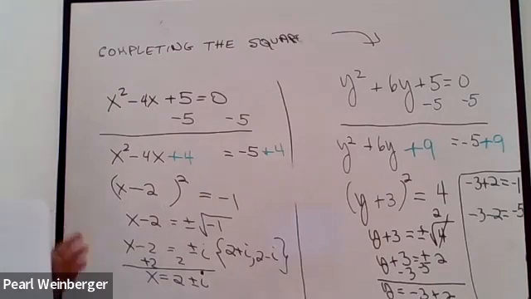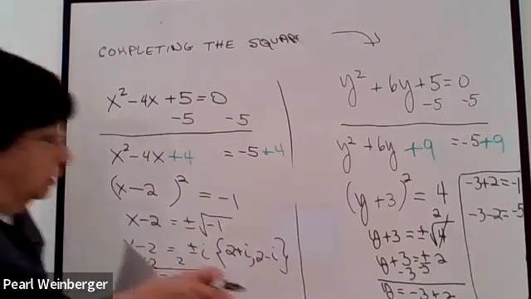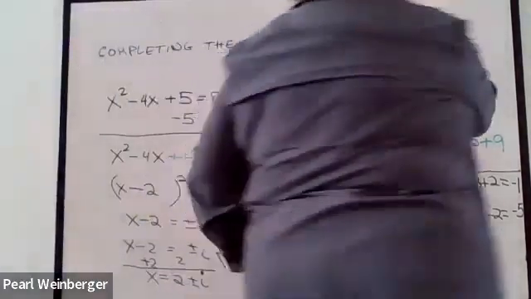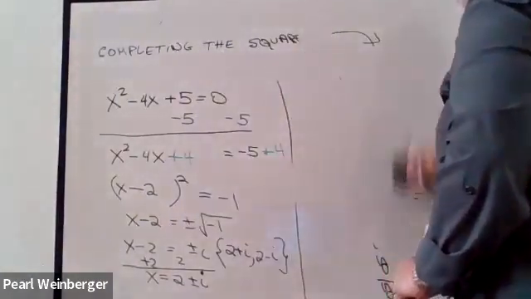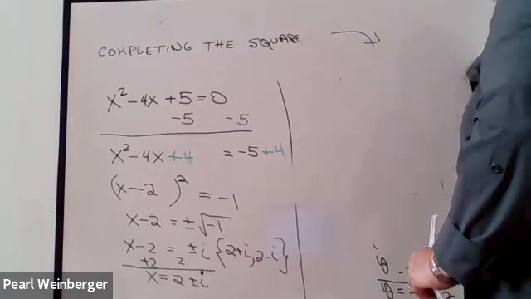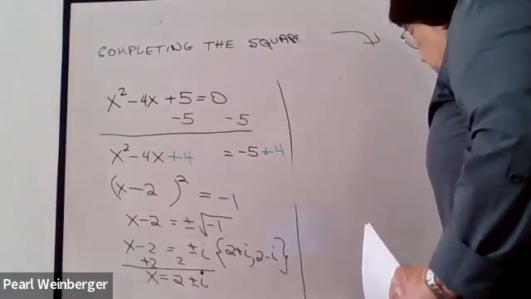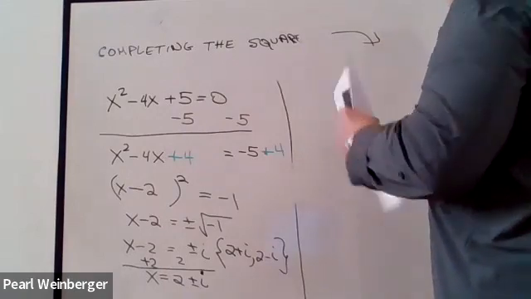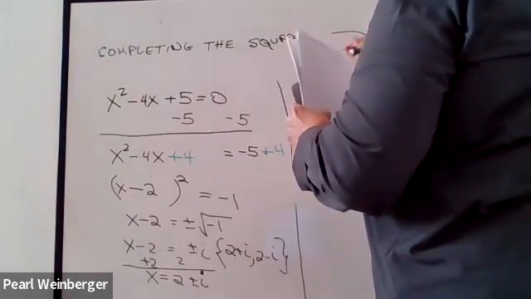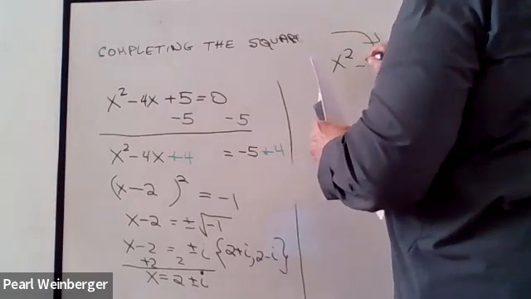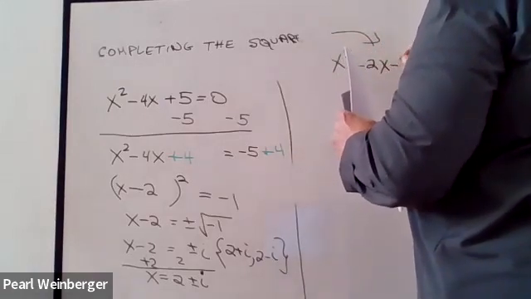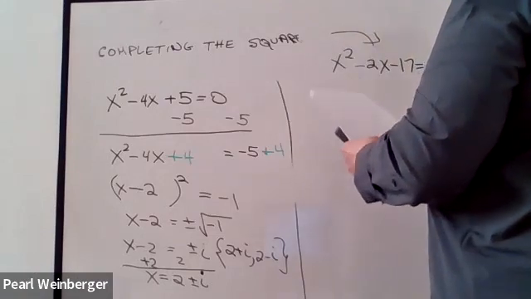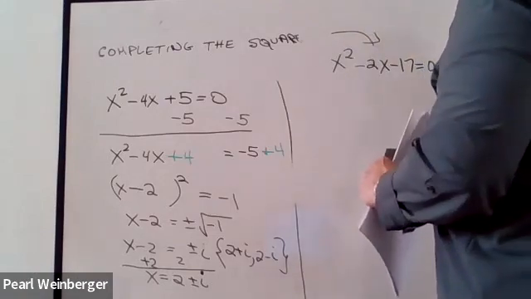Here's an example for you. I'm going to write it over there so you can still see the method over here. And this is off of a final, so therefore I'm going to give it to you as a multiple choice. Okay, here's the example. x squared minus 2x minus 17 equals 0. And here are your answers.